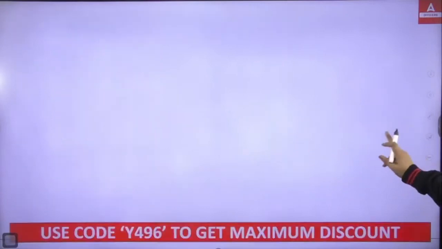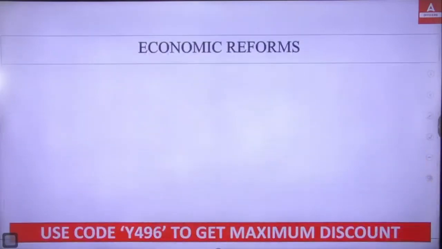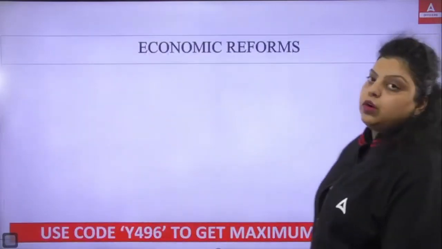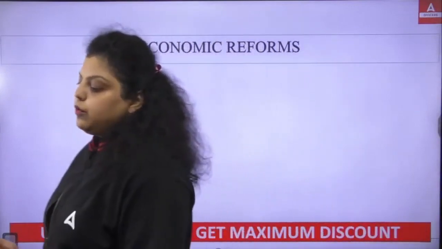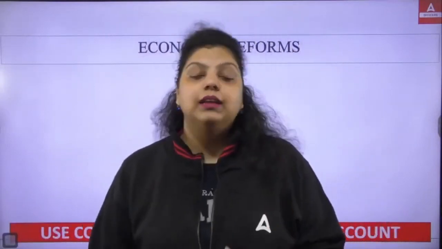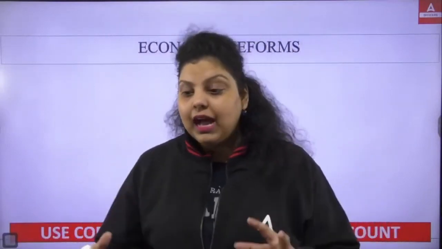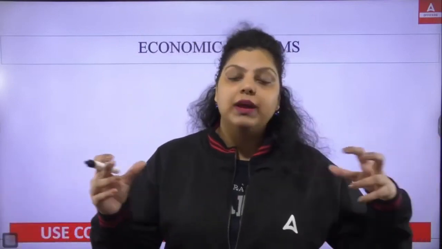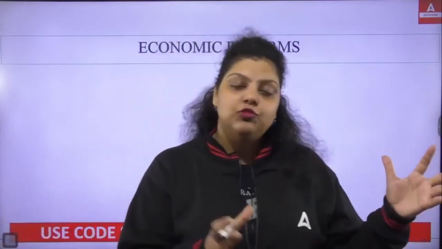Okay, now let's start. First of all, what actually is economic reform? Economic reforms are the reforms that have been introduced to make India more capable of growing and developing itself, by having certain new targets and certain new partners in trade, so that we will be able to survive as well as grow, and provide better livelihood to the people who are living in the country.